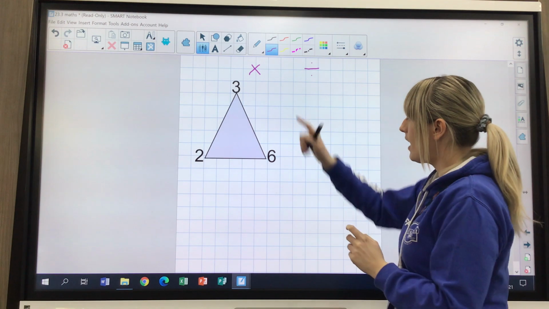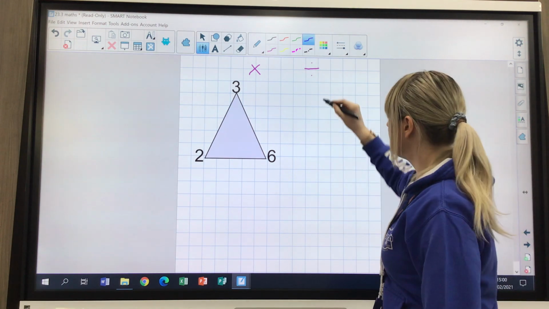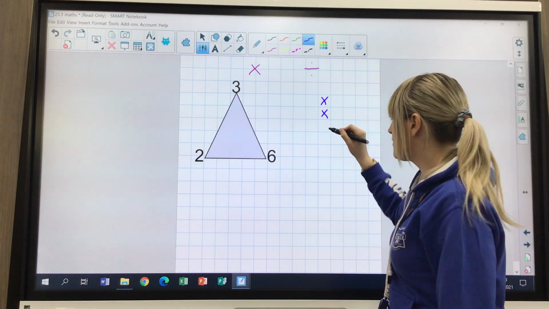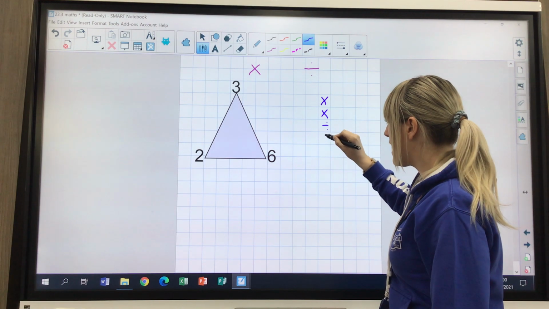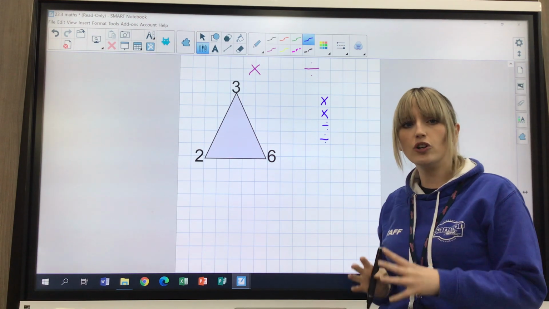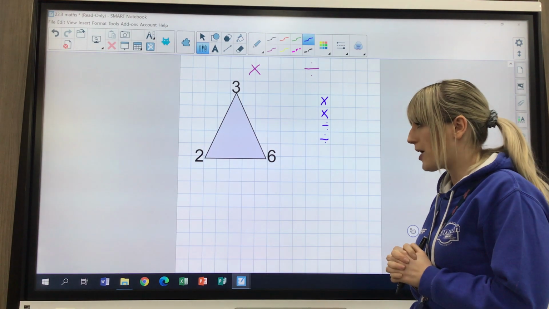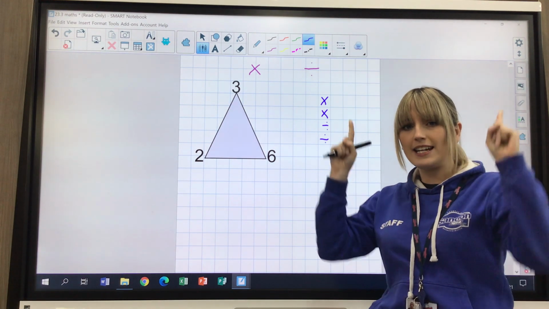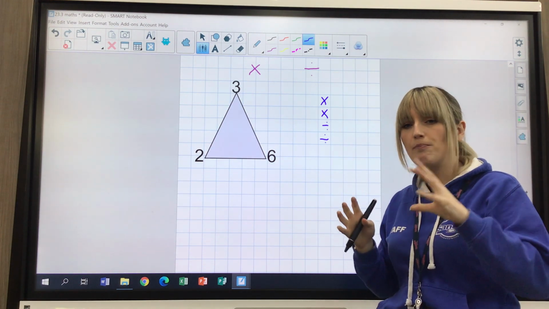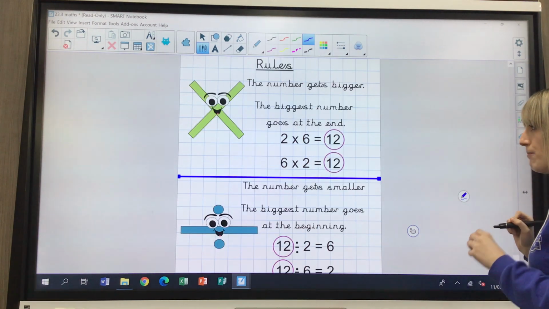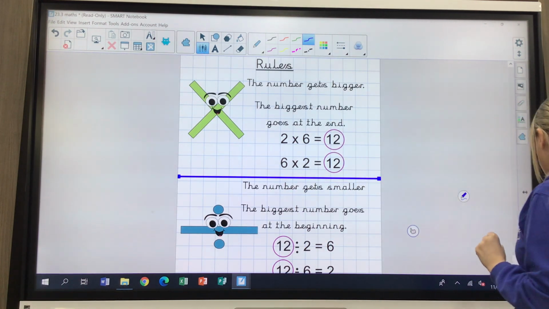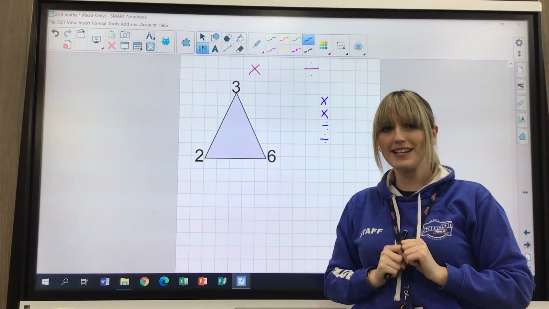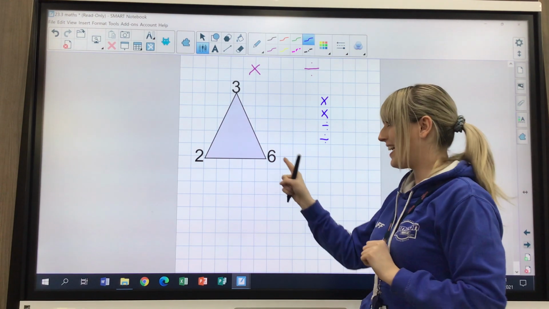Okay, so I can get 2 multiplication. I'm going to write them down. And I can get 2 division. So I'm going to put my signs there just to remind me that I'm looking for 4 number sentences. So I know that when we're multiplying, the number's getting bigger. So the biggest number, let's check our rule, the biggest number goes at the end. So in 2, 3 and 6, what's my biggest number? Shout it at me. It's 6, isn't it?